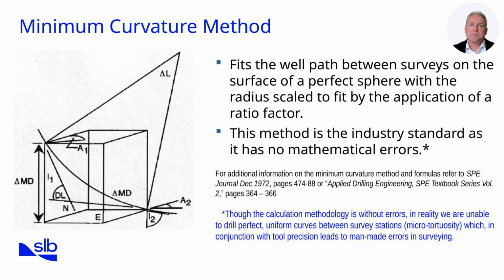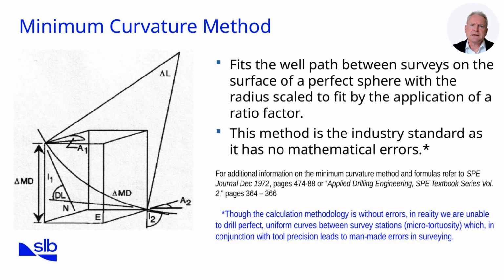Now we'll take a look at the minimum curvature method, which is the most accurate and widely accepted method used today for calculating wellbore trajectories in directional drilling. This method fits the well path between two survey points to a curved segment of a sphere, specifically the arc of a circle that connects those 2 points with the least curvature. It assumes a smooth and continuous path rather than a straight line, and introduces a correction factor known as the ratio factor or dogleg severity correction factor. This factor ensures that the curvature is scaled properly to maintain geometric accuracy.